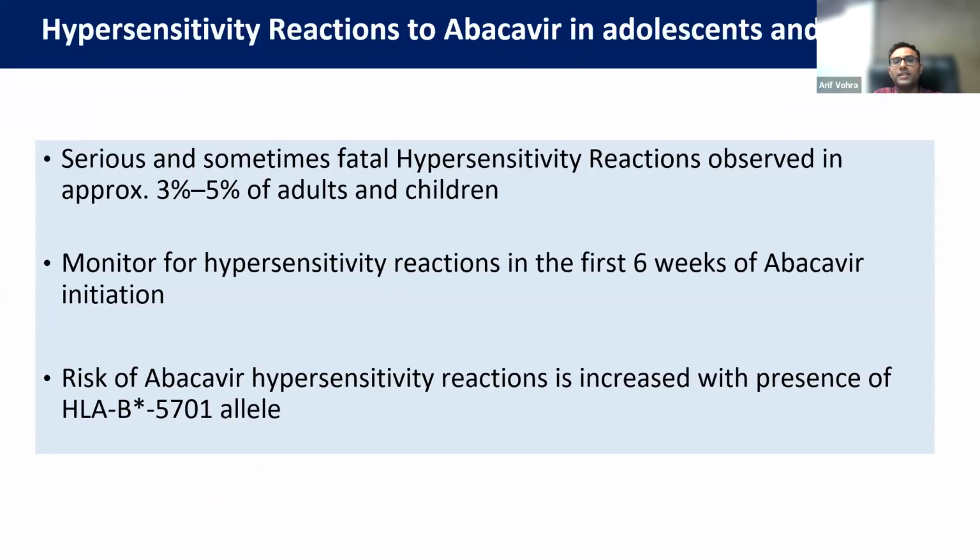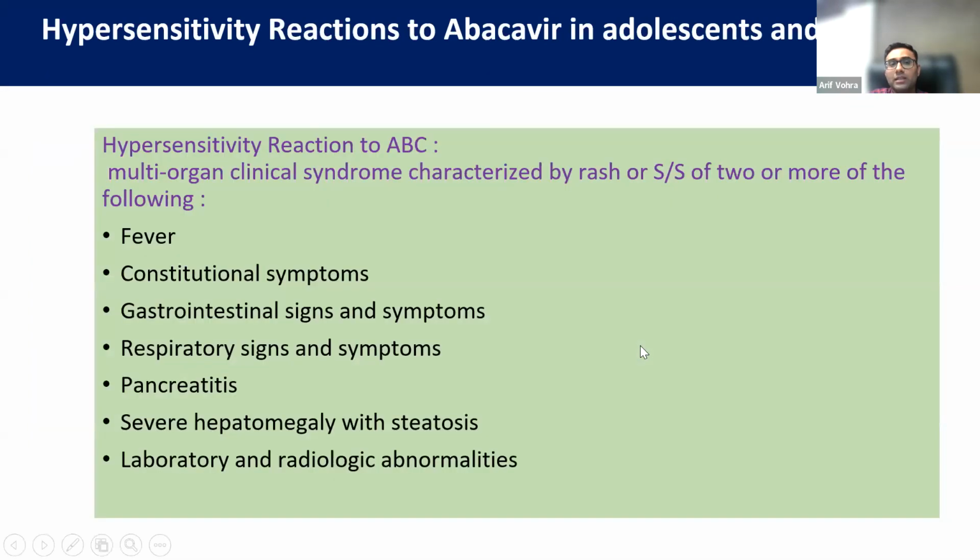Okay, so hypersensitivity reaction to abacavir is usually serious and sometimes fatal. This has been observed in 3 to 5% of children. You need to monitor for this hypersensitivity reaction, which usually occurs in the first 6 weeks. And this reaction is much more common in a child with an HLA B5701 allele. That does not mean that you need to screen this child for this allele before starting treatment. The NACO guideline does not say that any child who has been put on an abacavir regimen should be screened for this HLA. But this reaction is more commonly seen in a child who has this allele.